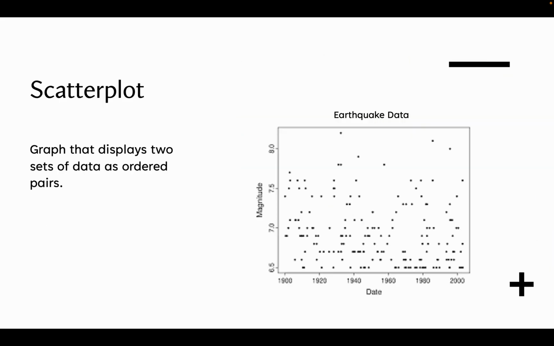Scatter plots. So take a look at this graph over here. This is earthquake data. You can see that on the x-axis down here, I have the dates, the years that the earthquakes happened. On the y-axis over here, I have the magnitude of the quake, the strength of the quake, all listed up here.